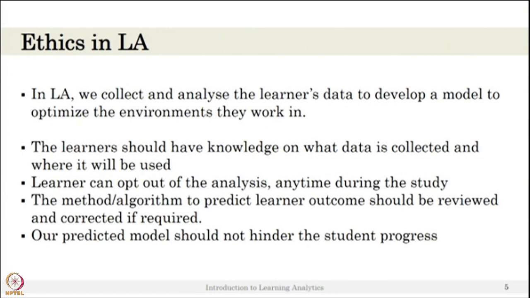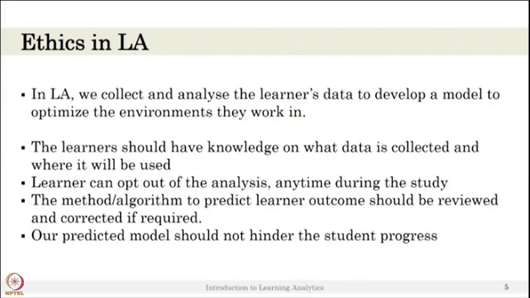And most importantly, our predicted model should not hinder the student's progress. The predicted model should not say, hey, you are not able to learn the skill, whereas the student might be learning the skill. When he sees feedback which says you are not learning the skill, the student's motivation might go down. So, the predicted model should not hinder the student's progress. We have to remember these ethics and privacy in data collection before we collect the data in any environment.